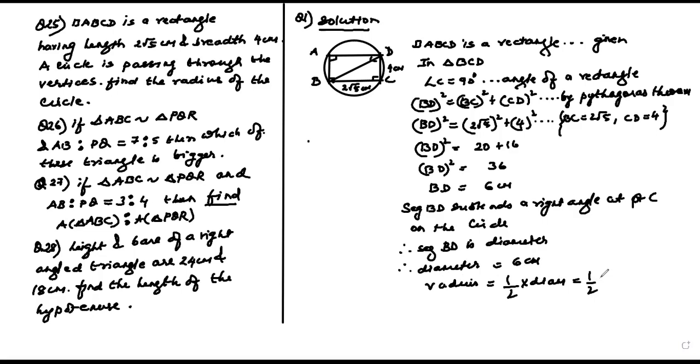Equal half into 6. Children, how much do you get? 3 centimeter. So the ultimate answer: radius equals 3 centimeter.